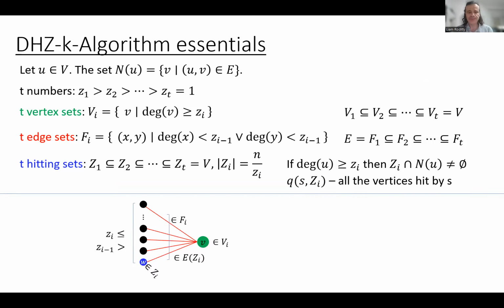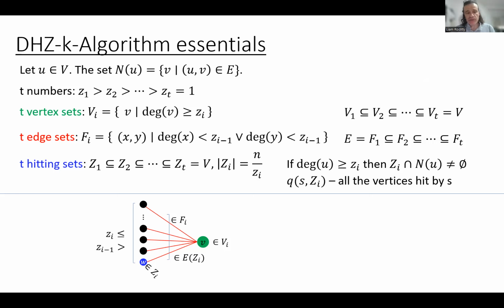Let's see an example. Here's the vertex V. We assume V is of degree at least Zi and at most Zi minus 1. So we can understand several things from that. The first is that V is in Vi, as I said, and because it has at least Zi edges, a vertex in the set Zi is one of its neighbors. This is W.